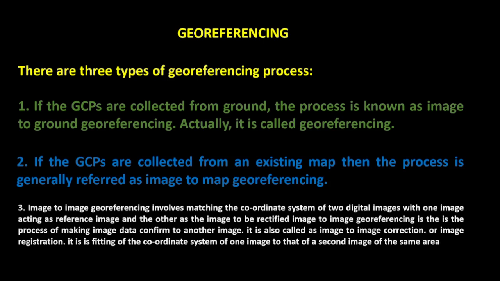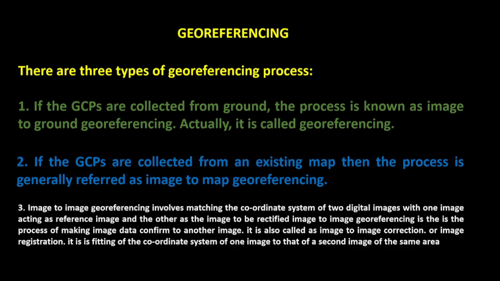Suppose I have an image or a map which is not georeferenced, and we do not know the geographical coordinates on the map or image. So we have to collect the GCPs from a ground visit by using GPS receivers. After collecting GCPs by GPS receivers, in the software we can put the GCPs to georeference the images or maps.